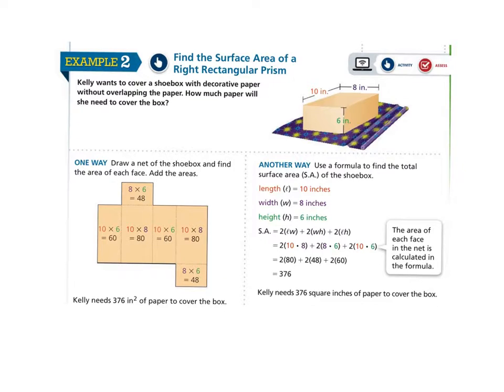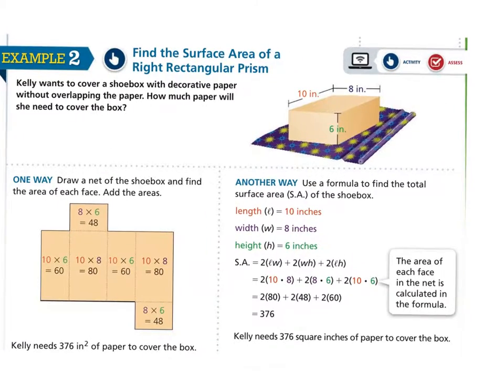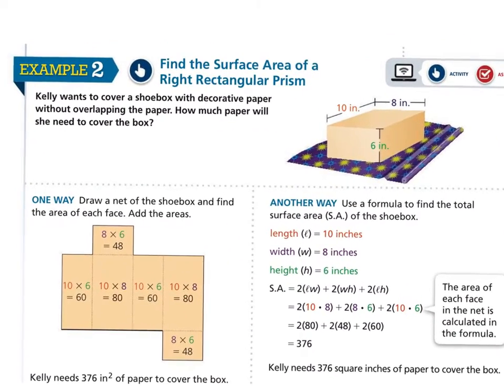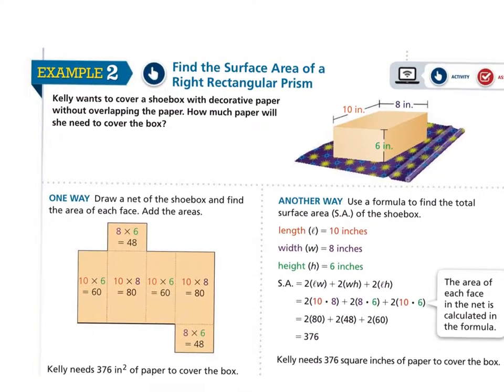Example 2, we're finding the surface area of a right rectangular prism. A lot of times we'll just call this a rectangular prism instead of a right rectangular prism. Surface area, so like how much cardboard would it take to make this box? Or in this case, we're covering this paper somehow without overlapping the paper at all. Okay? Usually we're going to have some overlapping, but that's okay.